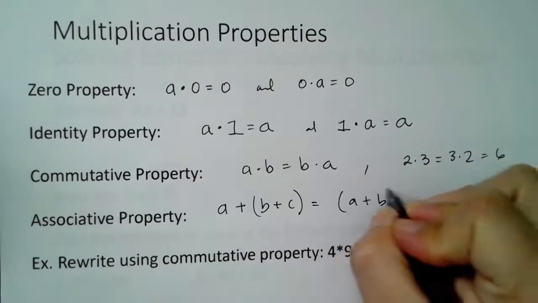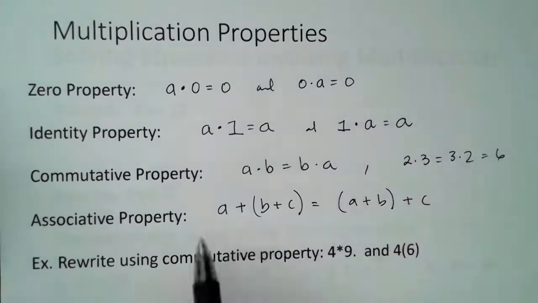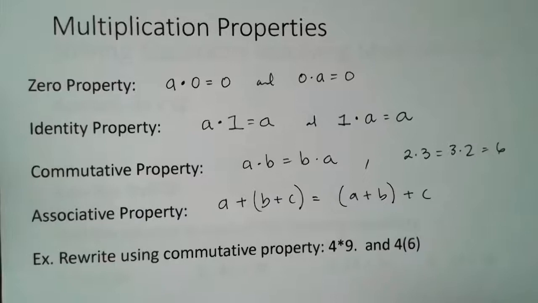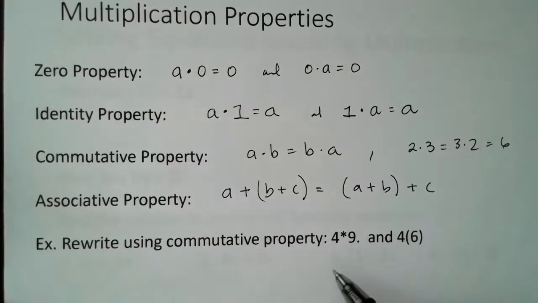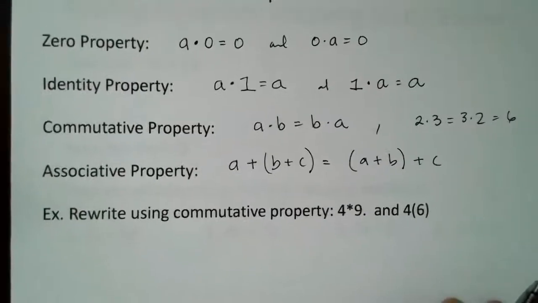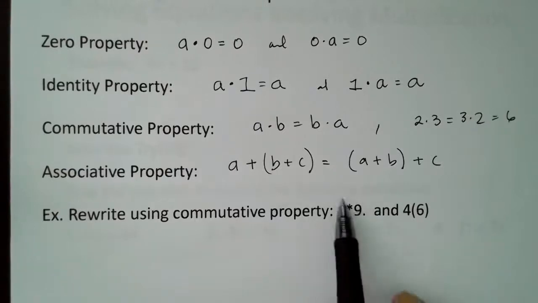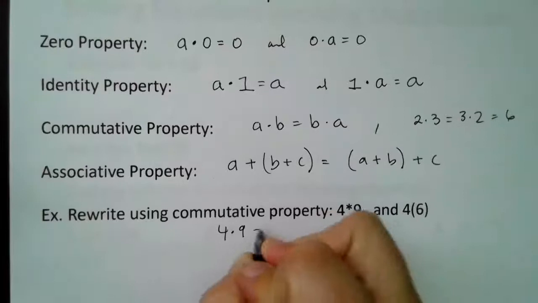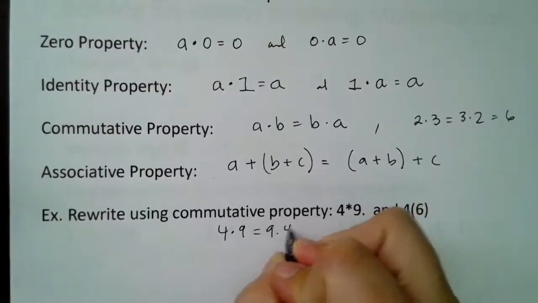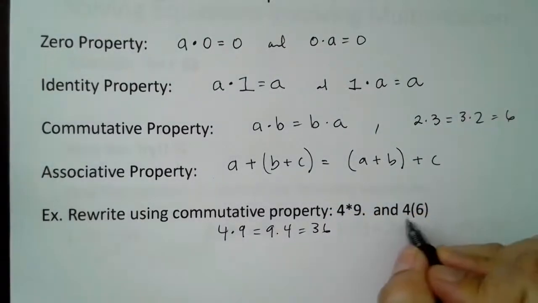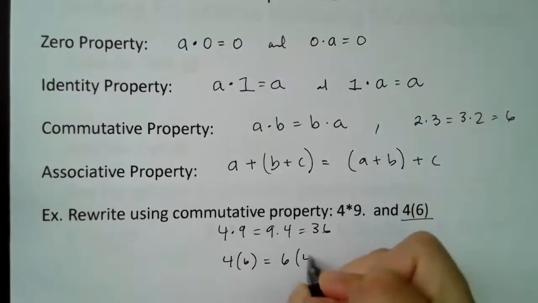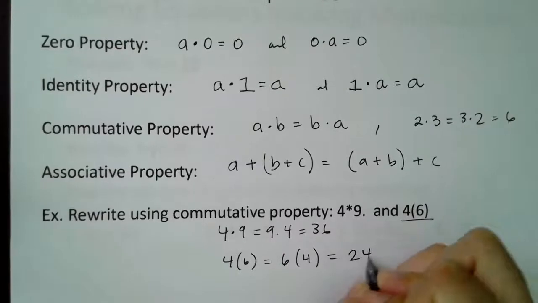Okay, so let's do an example. Let's rewrite 4 times 9 using the commutative property. So 4 times 9 is going to equal 9 times 4, which is 36. And then 4 times 6 is the same as saying 6 times 4, which is 24. Okay? All right.